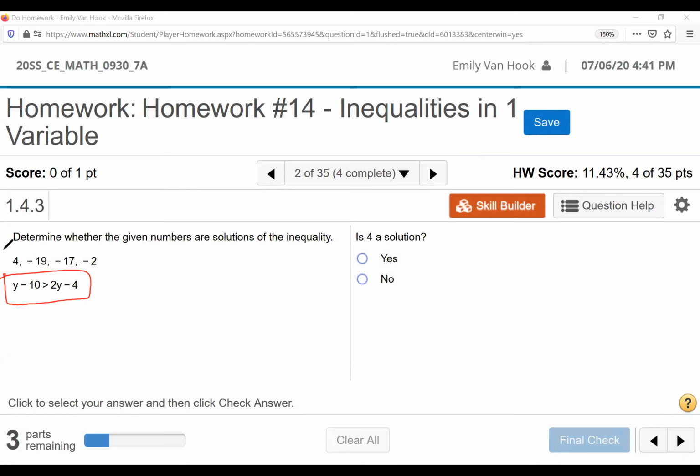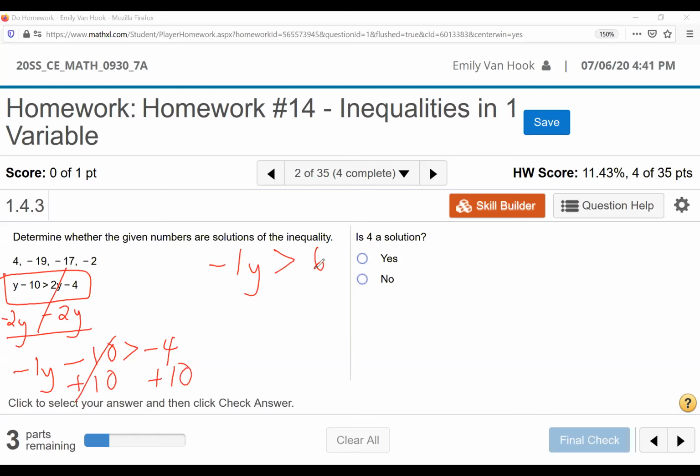Let's solve this one. So let's get all the y's on the left side. So I'm going to subtract 2y on both sides. 1y minus 2y is negative 1y. So I have negative 1y minus 10 is greater than negative 4. Let's keep solving for y. I'll add 10 to both sides. So negative 1y is greater than 6. And then a little bit of a tricky part here. Divide both sides by negative 1. Y is now less than negative 6. Remember, because when you divide by a negative, you flip the sign.